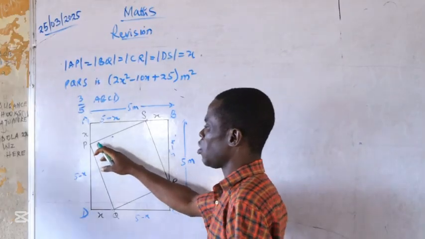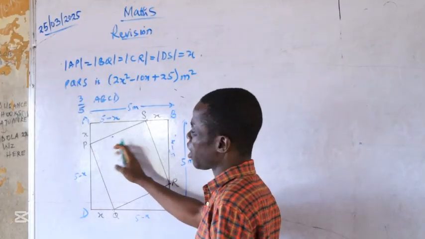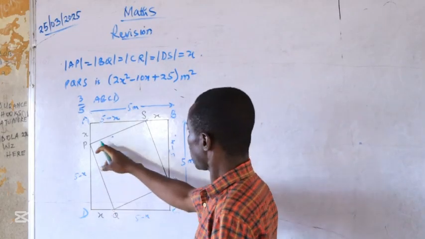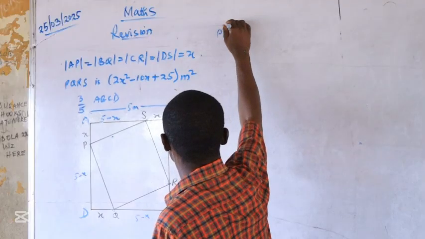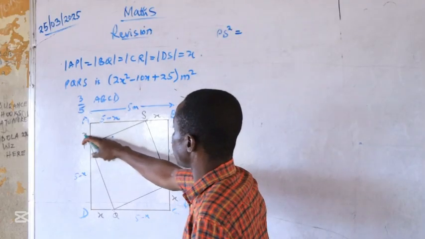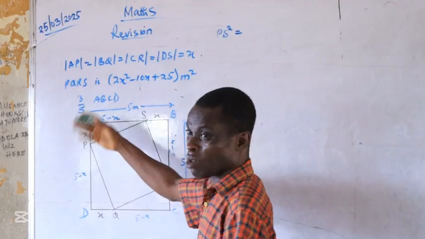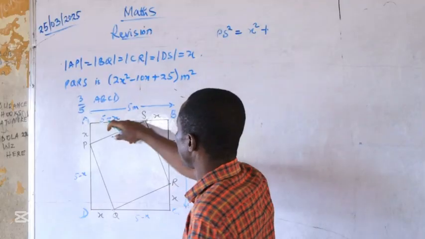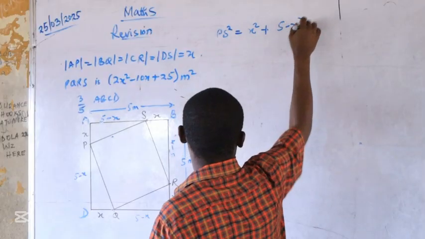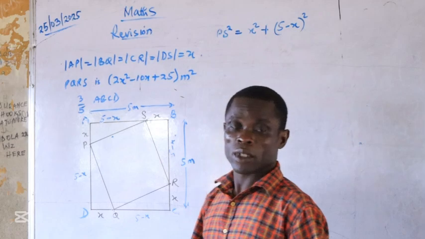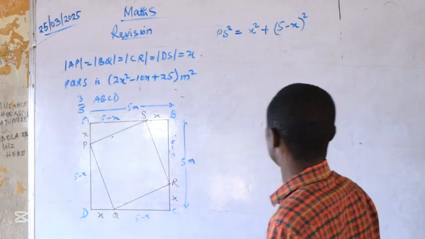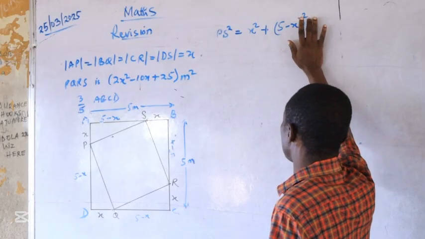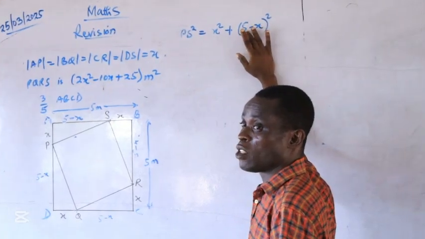Here we are going to say, PS is the longest side, or I can say PQ, any one of these 4 sides that we have here. PS squared is equal to x squared, or I can say AP squared, plus 5 minus x squared. Is that taken? Now, we are not going to solve this like some students who always spread the 2 over 5 and x, and you now get 25 minus x squared.